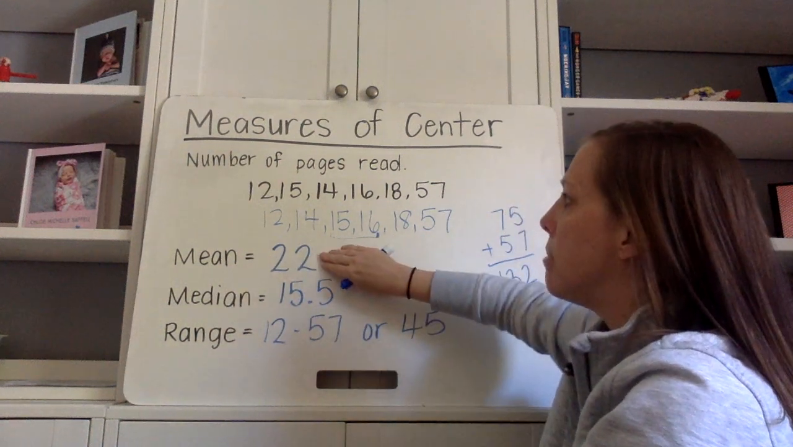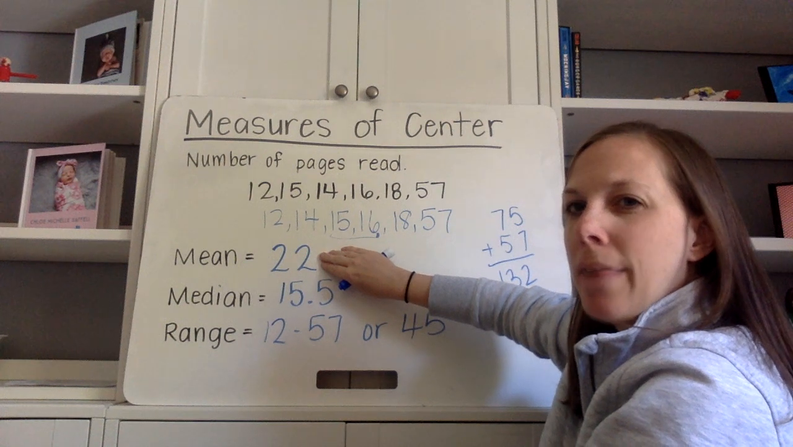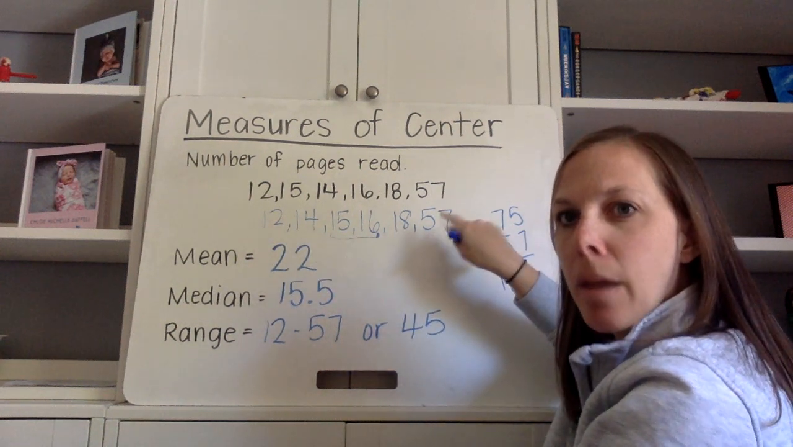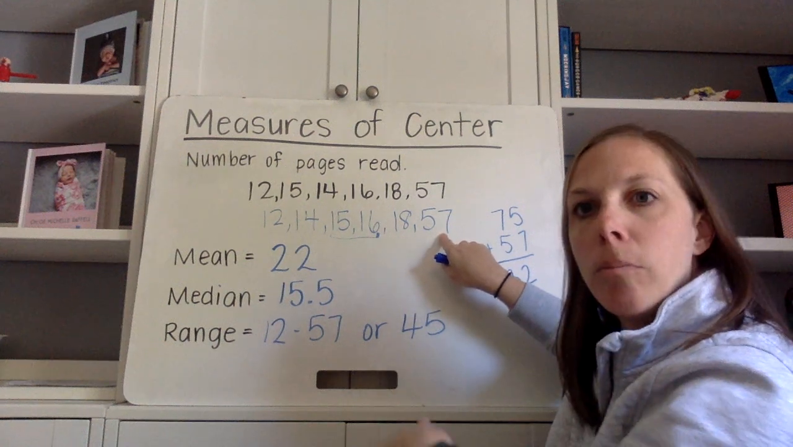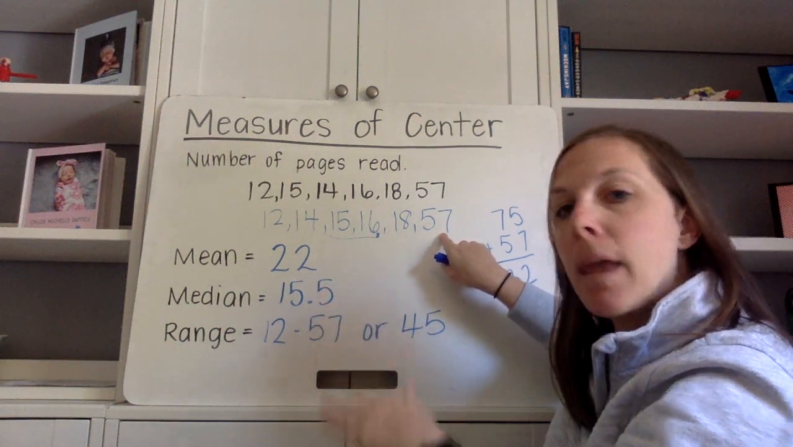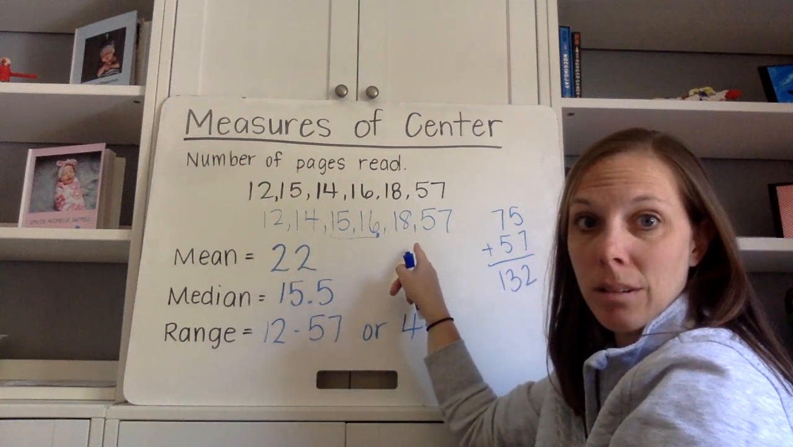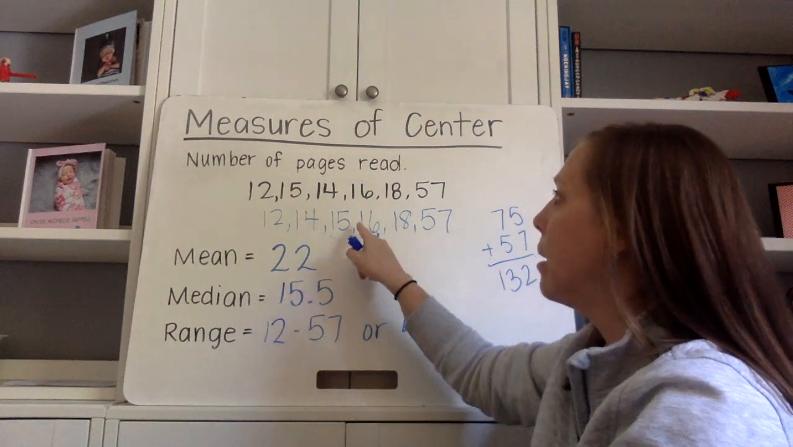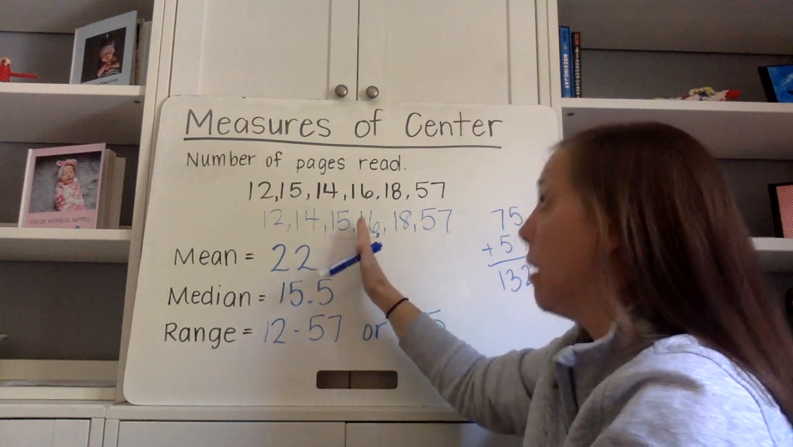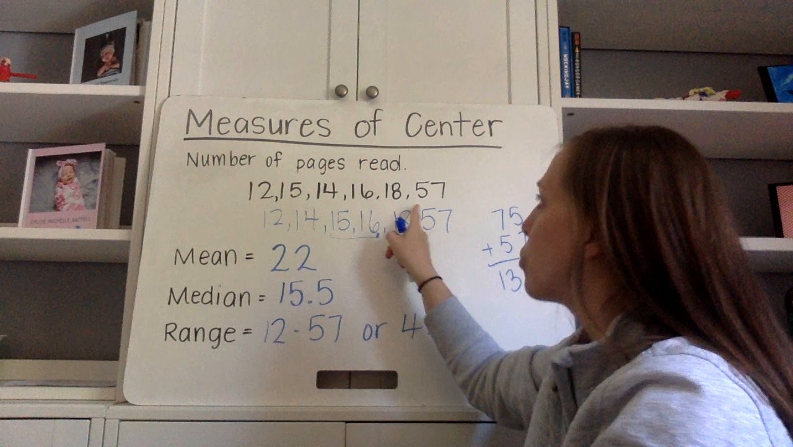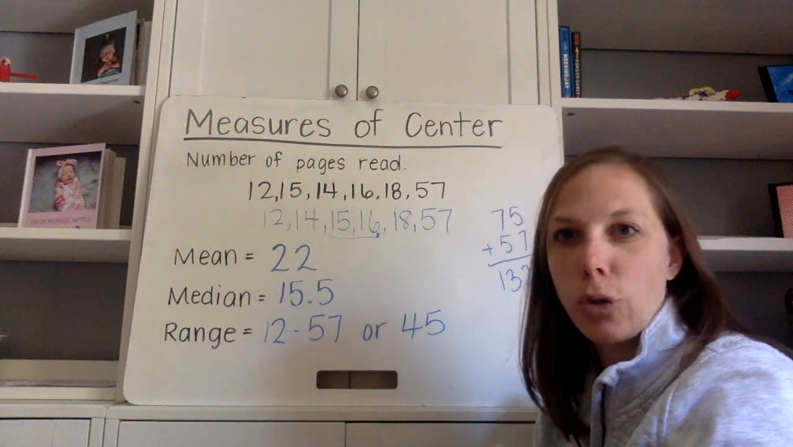So when I look at this mean of 22, that doesn't seem to capture the whole data set because this outlier pushes my mean up. It's actually higher than 5 of my data points. Whereas my median, that number in the middle, is such that 3 of them are less than it, 3 of them are greater, and it sits right in the middle of that cluster.